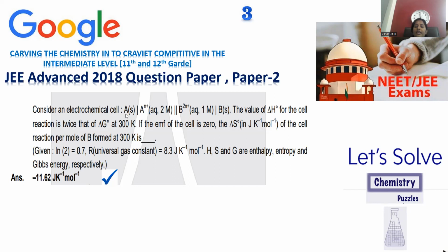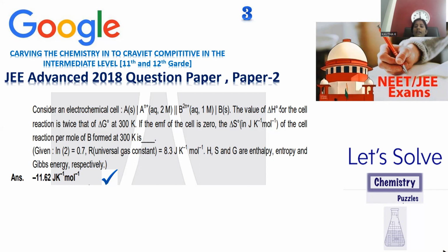Anode is represented with A, which is a solid one. Anodic solution is aqueous, dissolved in water, and it is a 2 molar solution. Cathode is made up of B, which is again a solid, and it is dipped into its cathodic solution B plus 2, whose molarity is 1 molar, again an aqueous solution dissolved in water. This is the way the cell notation is provided.